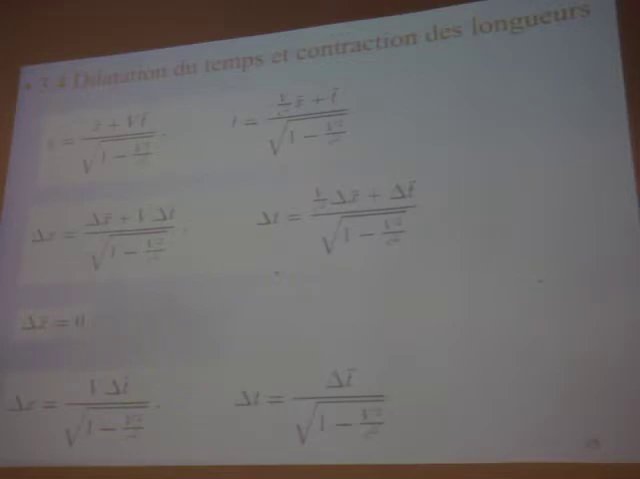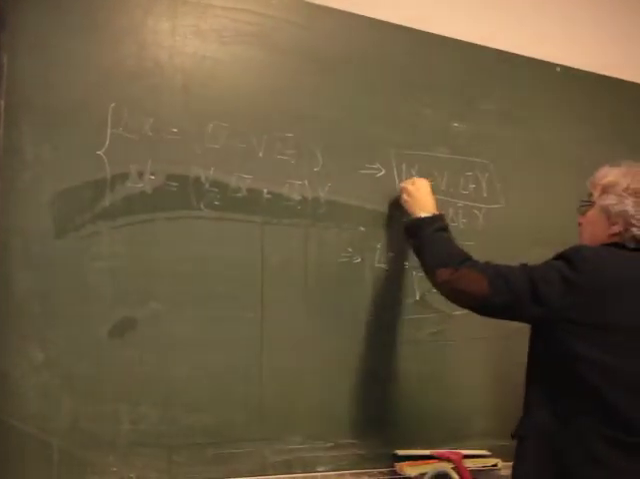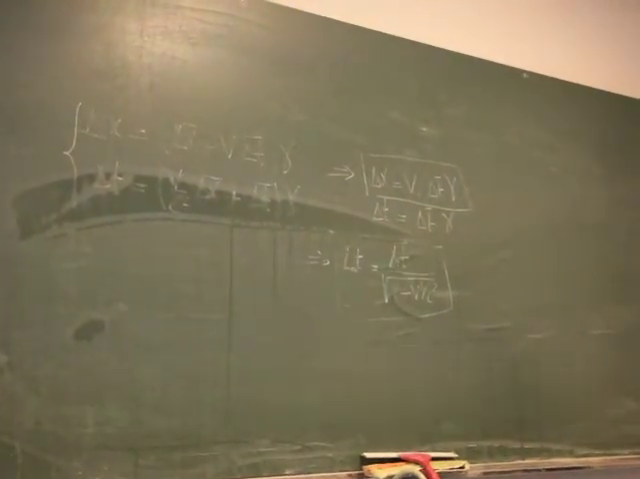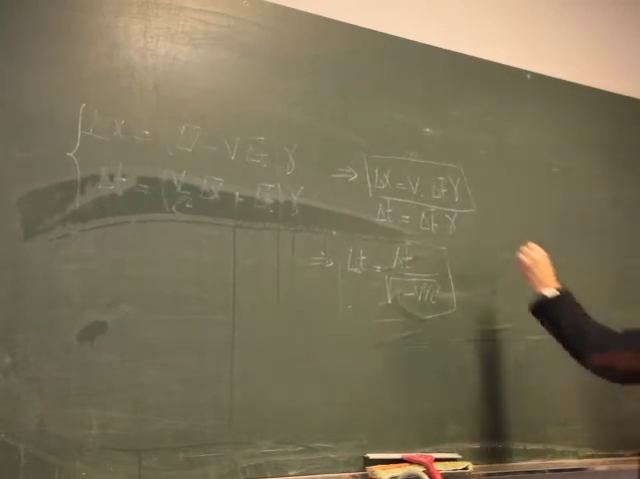I'll come in a moment. Now, if I ask you, what does this second relation give you? Delta x equals v times delta t bar times gamma. We may still simplify it.